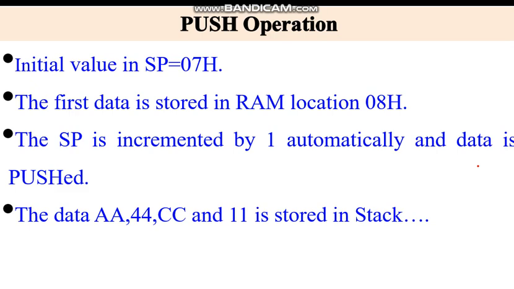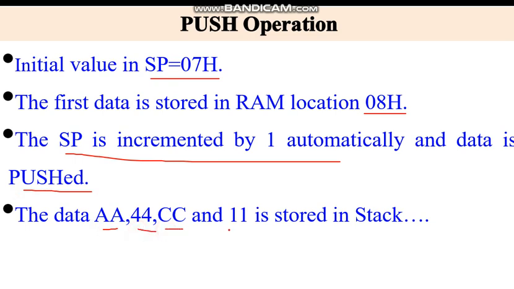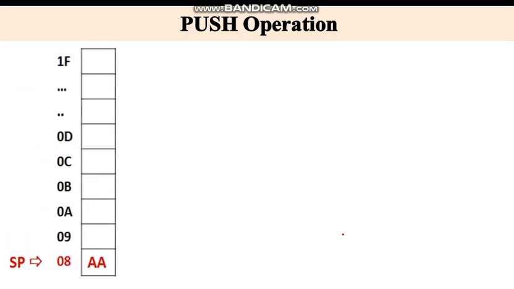So let's see how push operation is here. Initially the SP is equal to 07. So first data will be stored at location 08. For that SP is incremented by 1 and then data is pushed. Say example, we are storing data AAH, 44H, CCH and 11H in stack. So this works in this way. First of all, SP is incremented from 7 to 8 and the data AA is added.